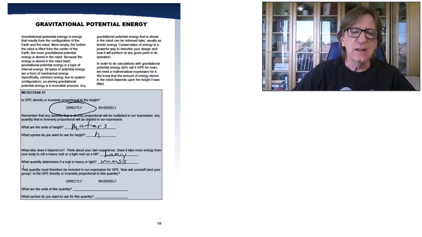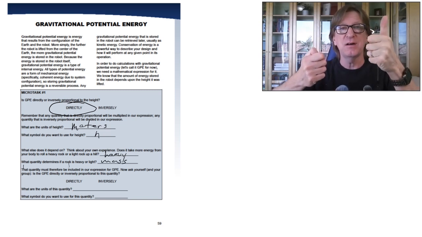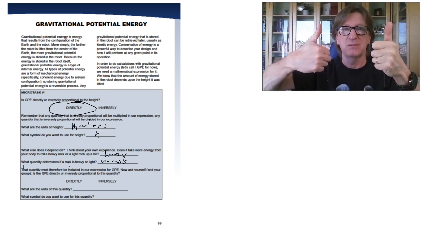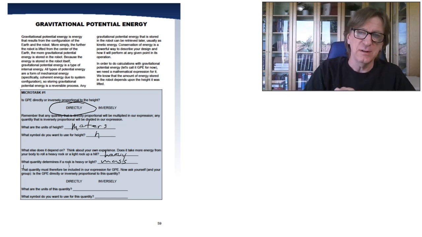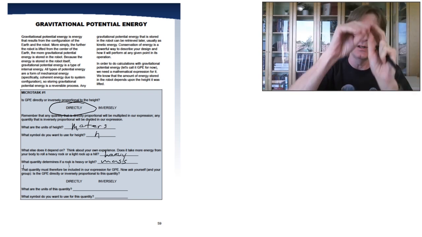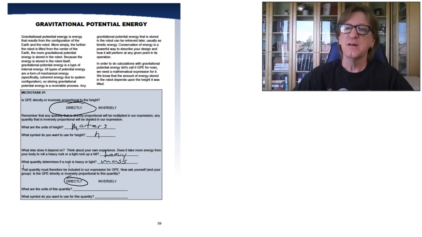Okay, so as always, now that we've defined our quantity, we need to decide: is it directly proportional or inversely proportional? Stop the video and think about it. You got it? Okay, well, you decided that if I have a heavy rock, it takes more work to lift it to the same height. The more work I do, the more energy I'm storing. So I've picked that rock up and now I'm storing more energy in it, which means my gravitational potential energy is going to be higher. So as the mass of the rock goes up, the amount of gravitational potential energy goes up. So that's directly proportional.